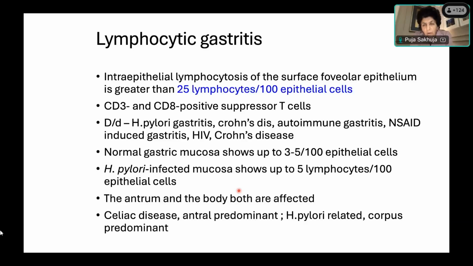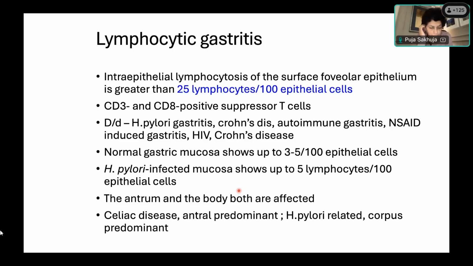Now, like in celiac disease, when there is an increased number of lymphocytes in the epithelium, we count them and say how many are there, right? So similarly, in the surface foveolar epithelium, normally there are only 3, 4, 5 intraepithelial lymphocytes. But in many conditions, they can increase a little bit. But when they are more than 20 to 25 per 100 epithelial cells, then we can call it lymphocytic gastritis. Again, these are CD3 and CD8 positive.